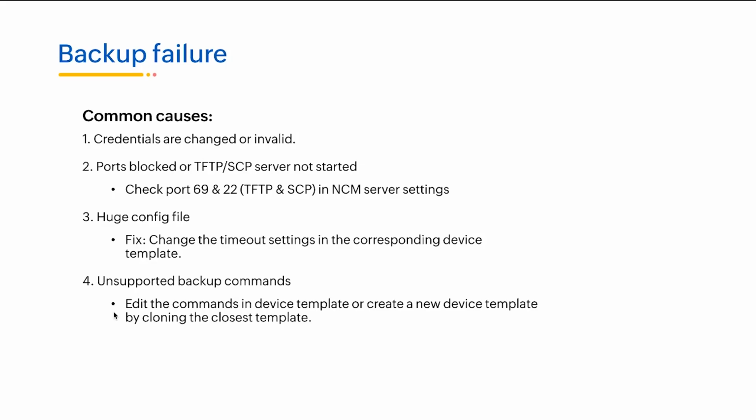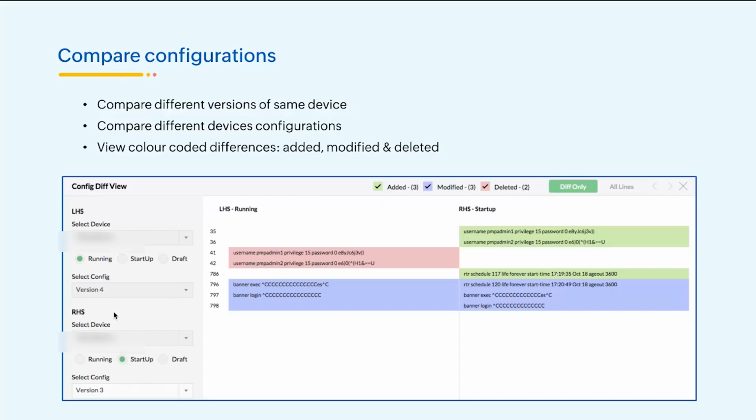So now let's talk about viewing configurations, starting with comparing configurations. With ManageEngine Network Configuration Manager, you can compare two configurations of different devices or even two configurations of the same device side by side. As you can see, the comparison is color coded, for your easy understanding. The added lines are shown in green. The modified lines are shown in purple, and the deleted lines are shown in pink.